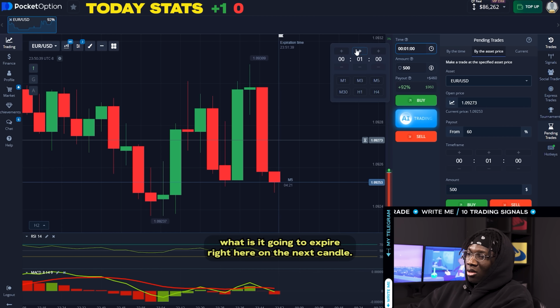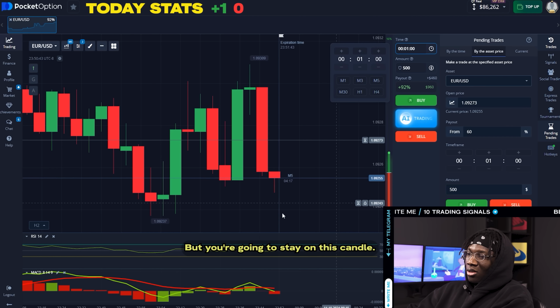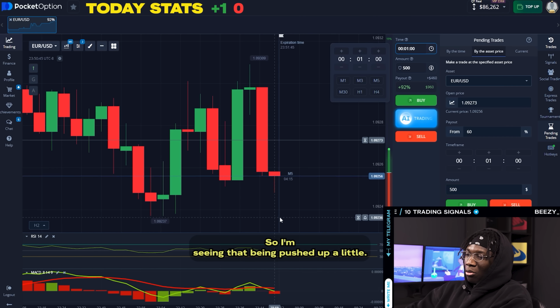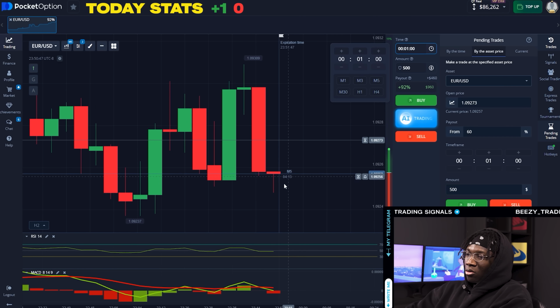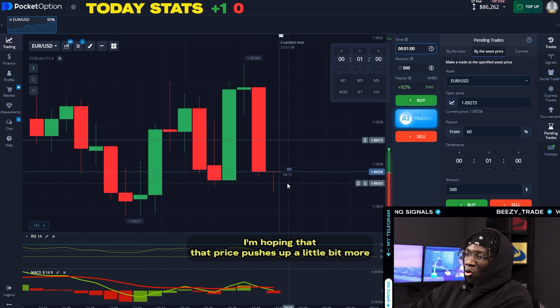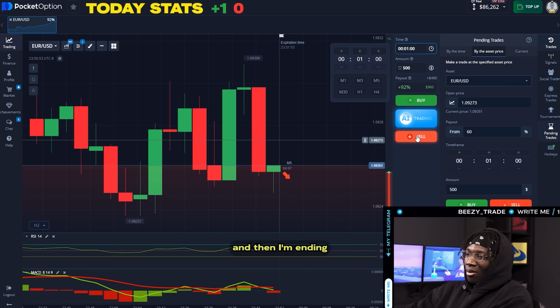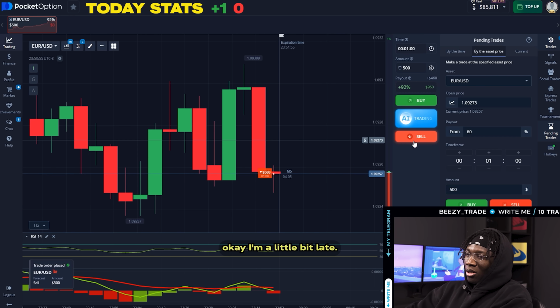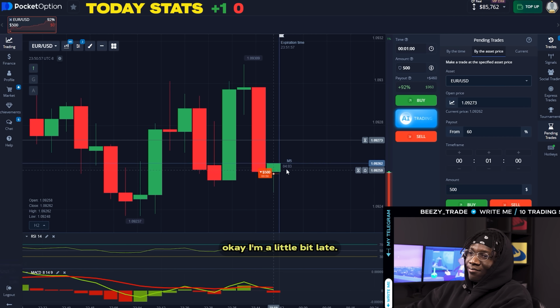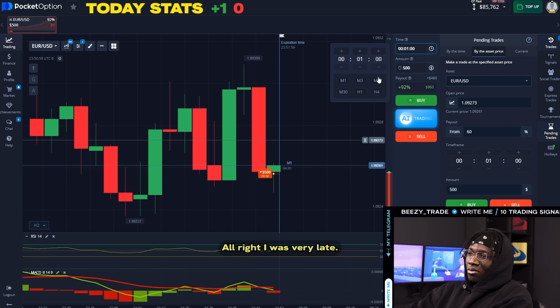Let's see, when is it gonna expire? Right here on the next candle. But here we're gonna stay on this candle. So I'm seeing that being pushed up a little. So now I'm hoping that price pushes up a little bit more, and then I'm gonna enter. Okay, I'm a little bit late. All right, I was very late.